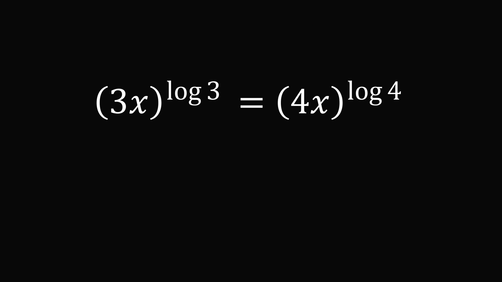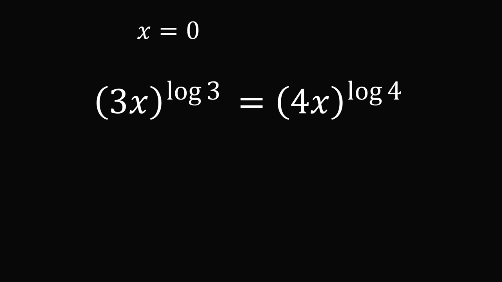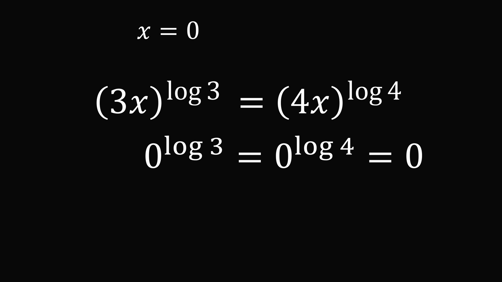First we need to check what happens if x is less than 0. In that case, we have a negative number to an irrational power, and that is undefined for the real exponentiation operator. So we dismiss this case. But now, what if x is equal to 0? In that case, we have 0 to the power of log 3 is equal to 0 to the power of log 4, which is equal to 0. So x is equal to 0 is a solution, and I missed this case because I directly applied the logarithm to both sides. But anyway, we figured out that x is equal to 0 is a solution.